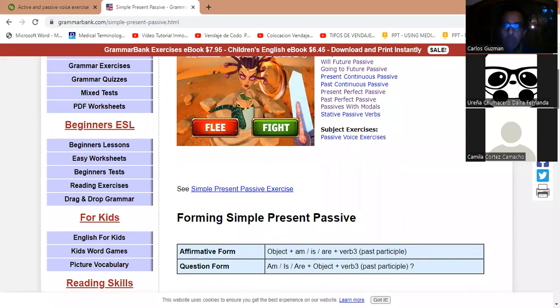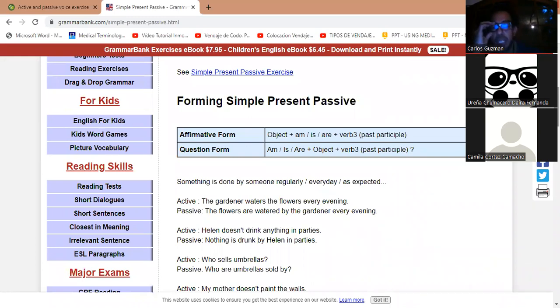All right, so we already know what an active voice is, what a passive voice. Active voice, the subject does the action. Passive voice, the subject receives the action. Now we are going to use passive voice with the simple present. All right, and how do we form that? If we're talking about affirmative sentences, object plus am, is, or are, plus the verb in the past participle, just like we've been doing, right? Just now, we're going to respect the simple present tense. That's all.